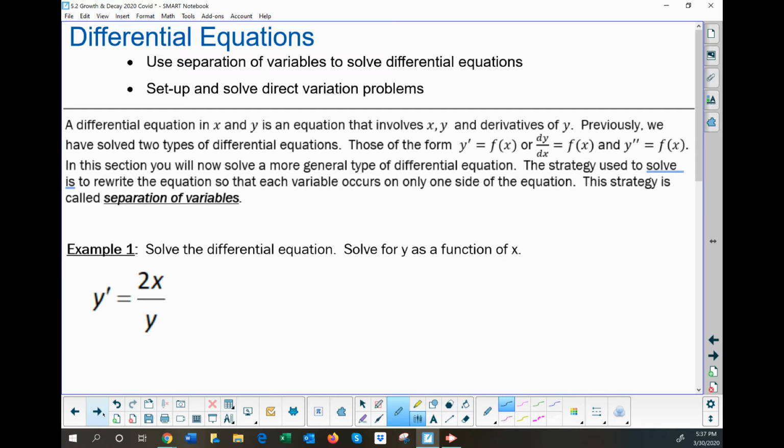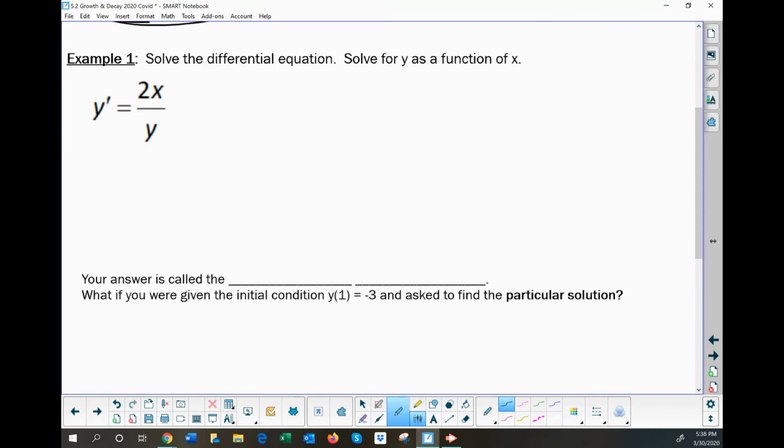So what exactly is a differential equation? A differential equation in x and y is an equation that involves x and y and derivatives of y. Previously, we've solved two types of differential equations, the y prime version, the dy/dx version. We've worked with y double prime. Sometimes we had initial conditions so that we could find the c, but the strategy involved in solving these is to separate the variables. So this is called separation of variables, a very important part to get this all off and running. So example number 1 is a nice problem.